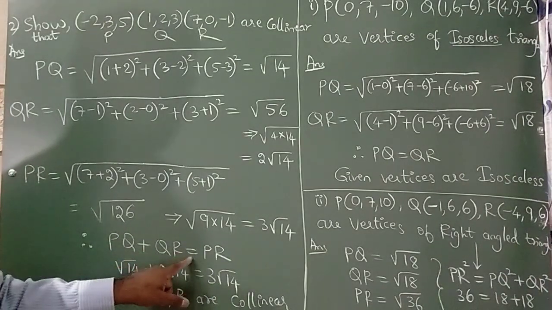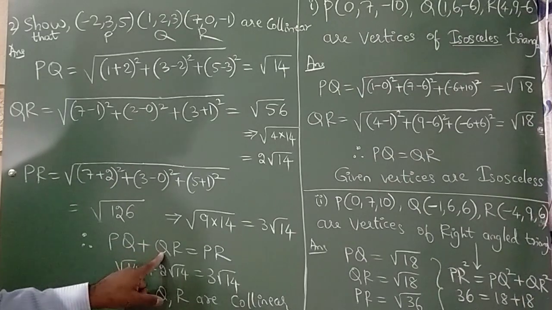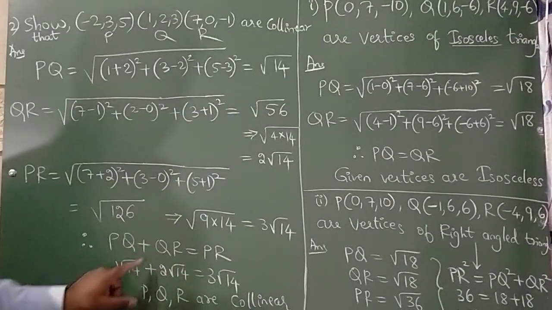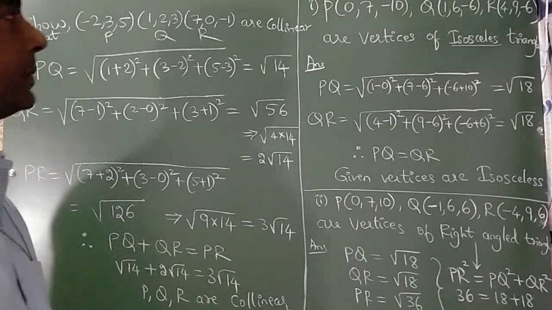PQ plus QR should be equal to PR, the third side. So the sum of two sides is equal to the third side. So PQ is how much? Root 14, plus QR is how much? 2 root 14. This is 2, this is 1. So it is 3 root 14. Therefore, points P, Q, R are collinear.